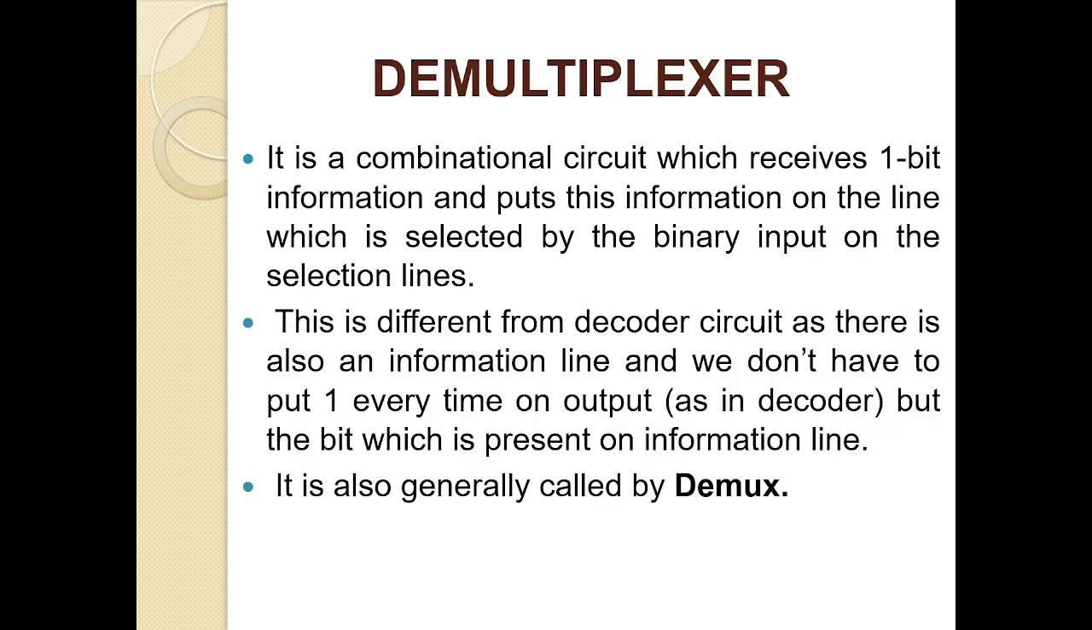The demultiplexer is a combinational circuit, as we already explained, which receives one bit of information and puts that information on the line selected by the binary input on the selection lines. This is different from a decoder circuit, as there is also an information line, and we do not put a one every time on the output as in a decoder, but the bit which is present on the information line. It is also generally called a demux.